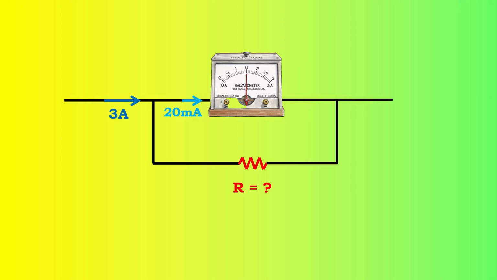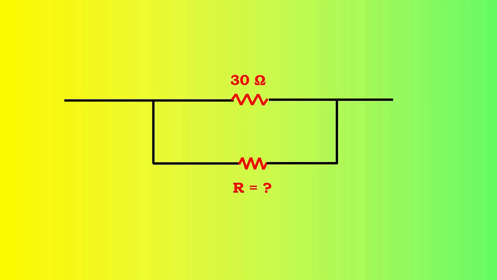First, simplify the circuit. The galvanometer can be treated as a 30 ohm resistor because its coil resistance is given as 30 ohm. Now, the idea becomes very simple. Out of the total 3 ampere current, we want only 20 milliampere to pass through the galvanometer. Think of it like traffic on a narrow bridge. The narrow bridge is weak and can handle only a few vehicles safely. So engineers build a wide parallel bridge beside it. Naturally, most traffic uses the wider bridge, while only a small amount goes through the narrow one.